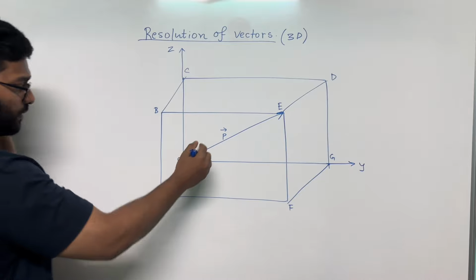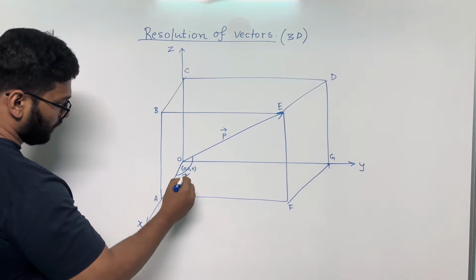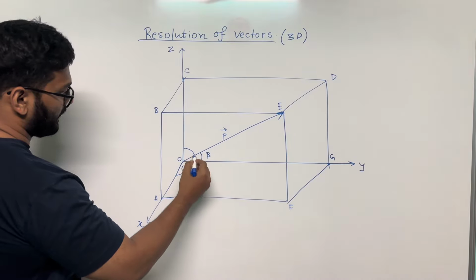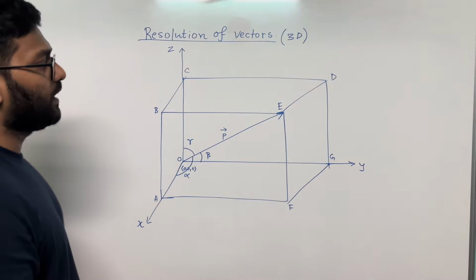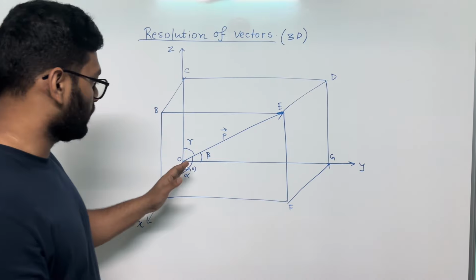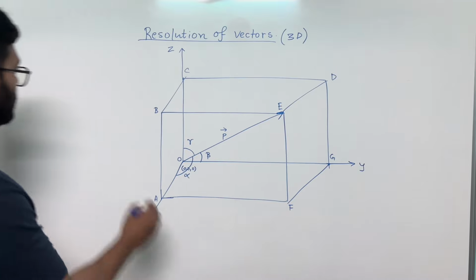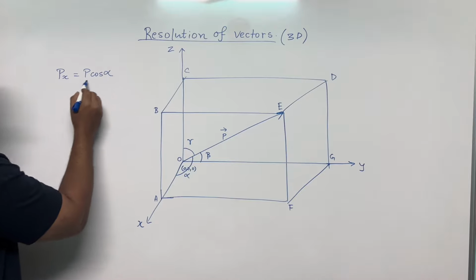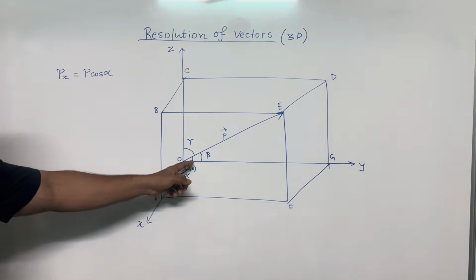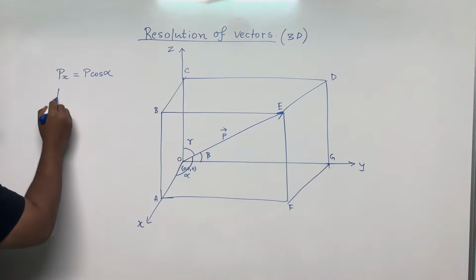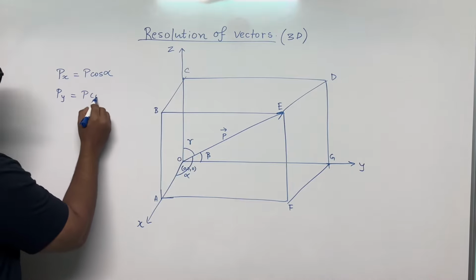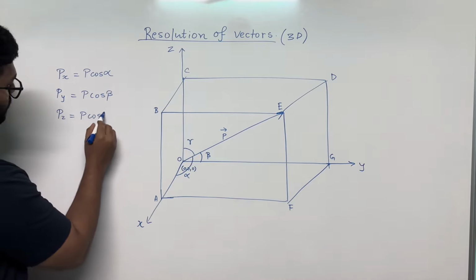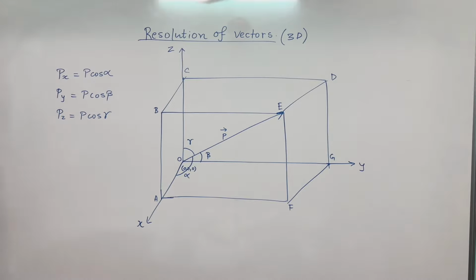Now let's say this vector p bar makes an angle alpha with respect to the x-axis, beta with respect to the y-axis, and gamma with respect to the z-axis. As you know, the projection or the component along that particular direction is going to be px equal to p cos alpha, p times the magnitude times the cos of that angle. Along the y we will have p cos beta, and along the z we will have p cos gamma. So these are the components of this vector.